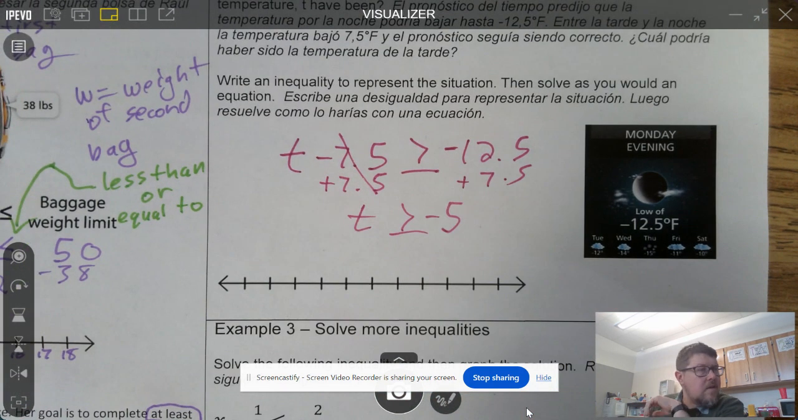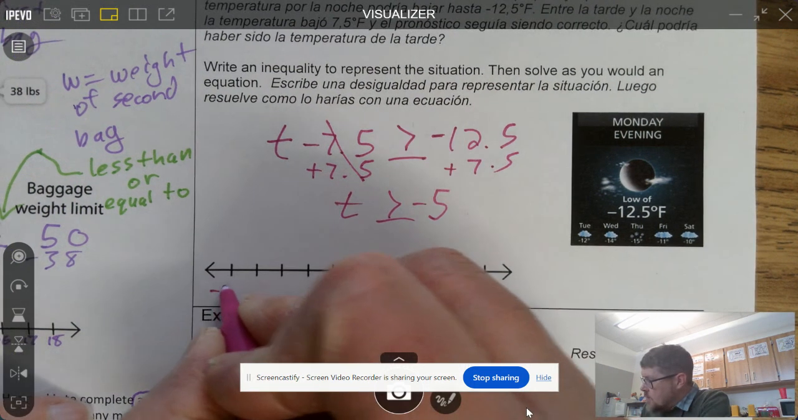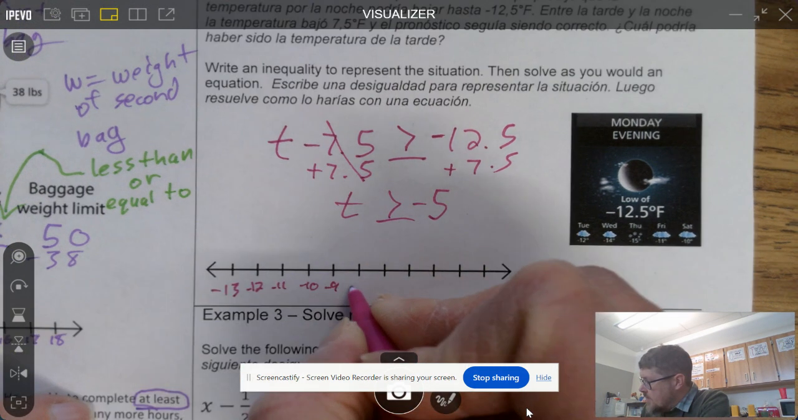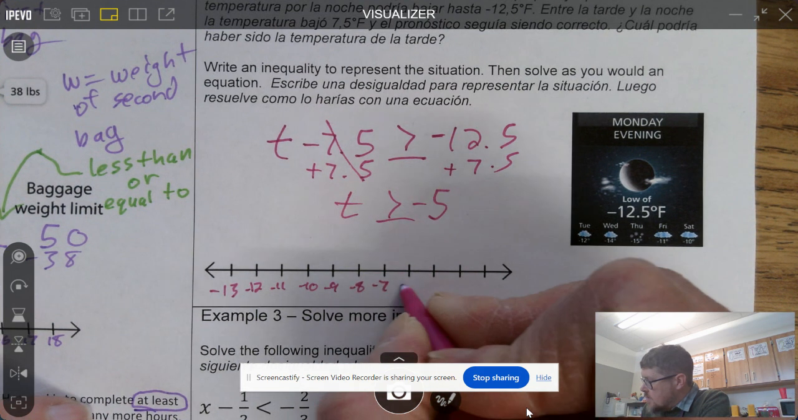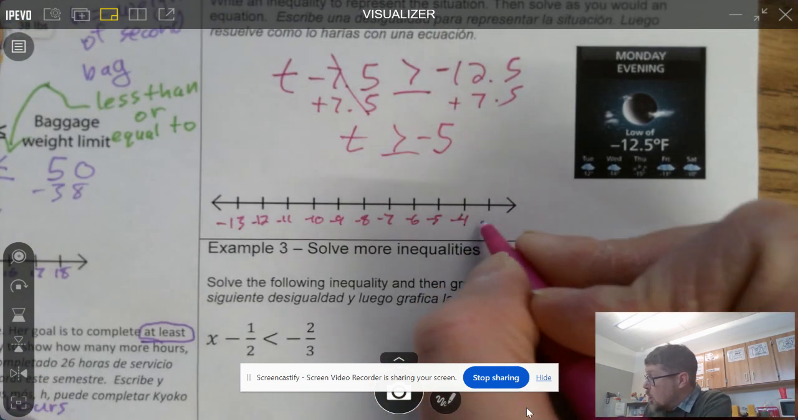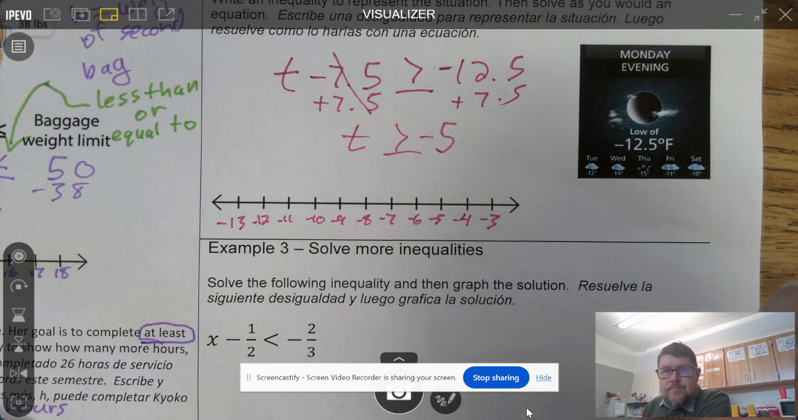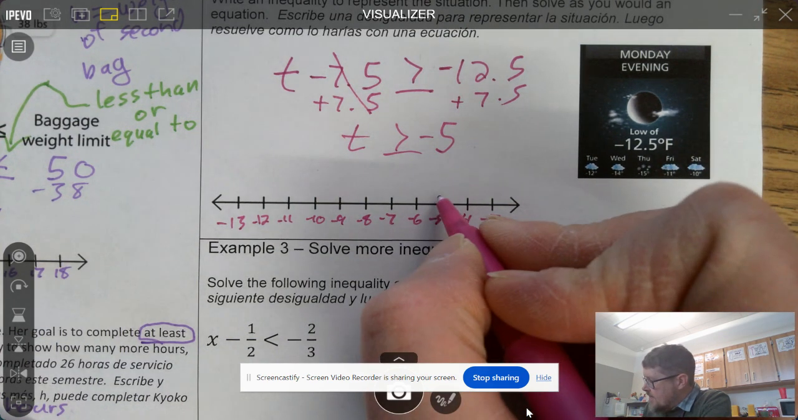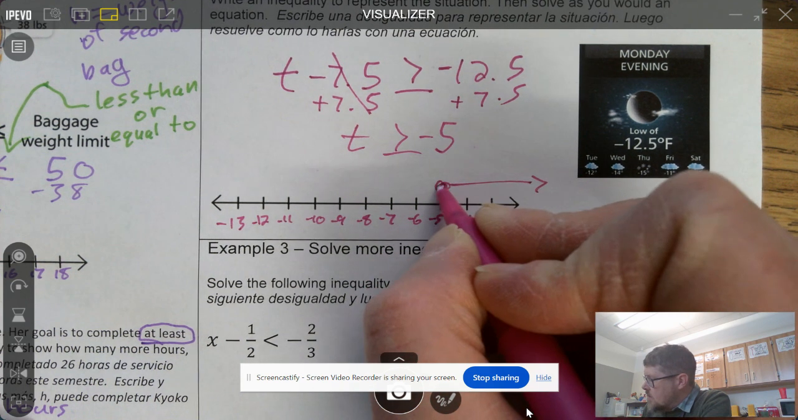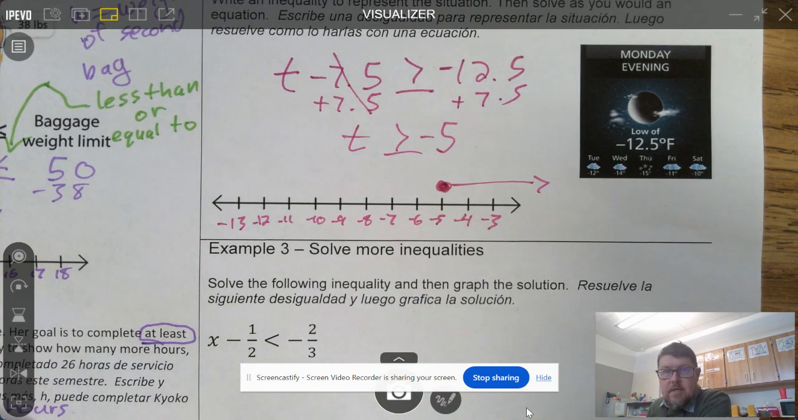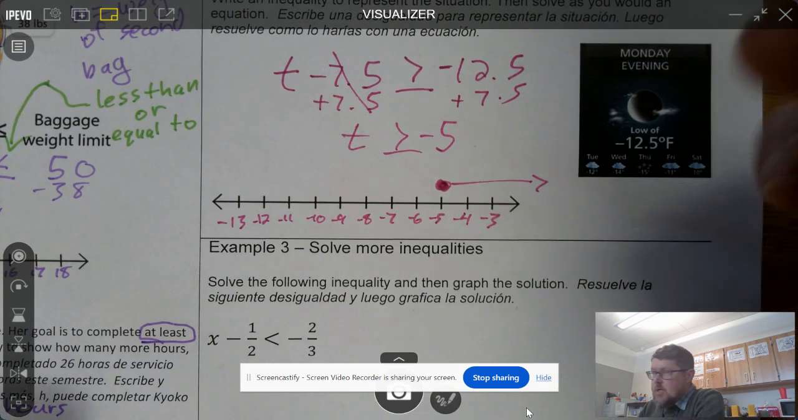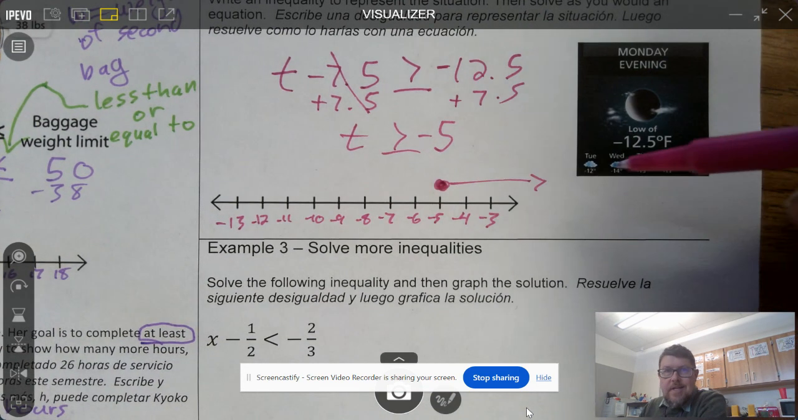And what did I put in here? I started at negative 13 to include that, right? So negative 13, negative 12, negative 11, negative 10, negative 9, negative 8, negative 7, negative 6, negative 5. I might make these bigger for you guys. And so then we're at negative 5 right here, and it's going this way, so it's greater than. And since it's got the or equal to, it is a closed circle. Okay. All right. So solve the inequality and then graph it. And that's what we're doing right here. Okay.